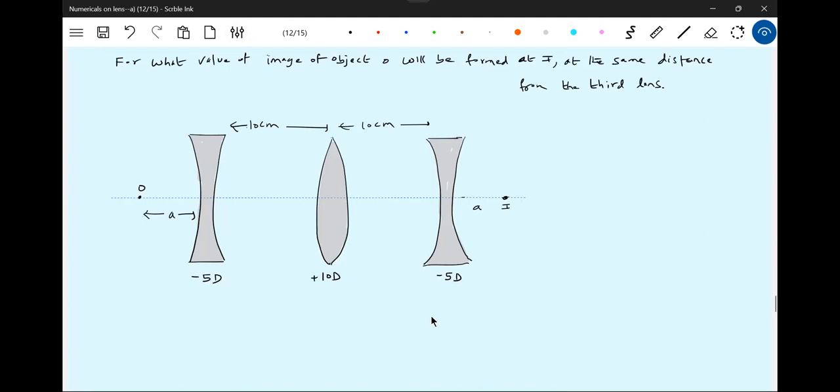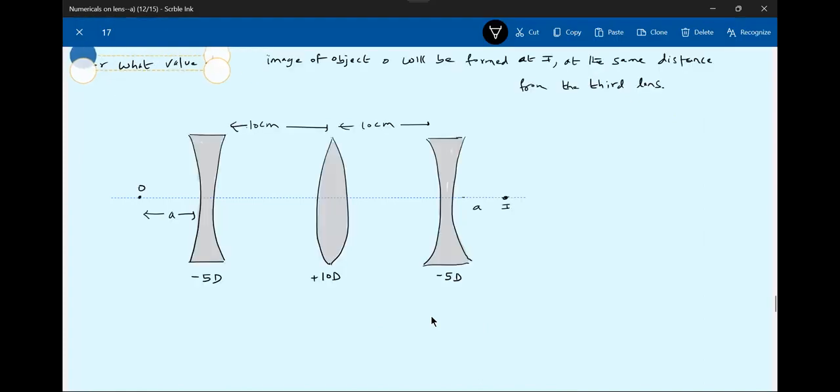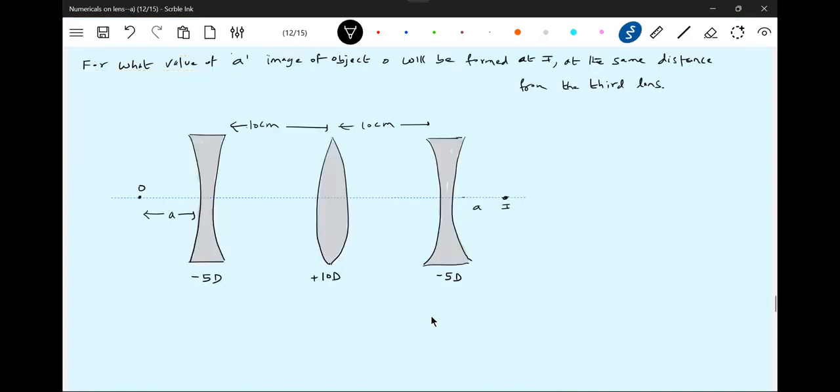For what value of A will the image of object O be formed at I at the same distance? He is asking you to calculate the small a. Okay, we have diopter. What do you mean by diopter?